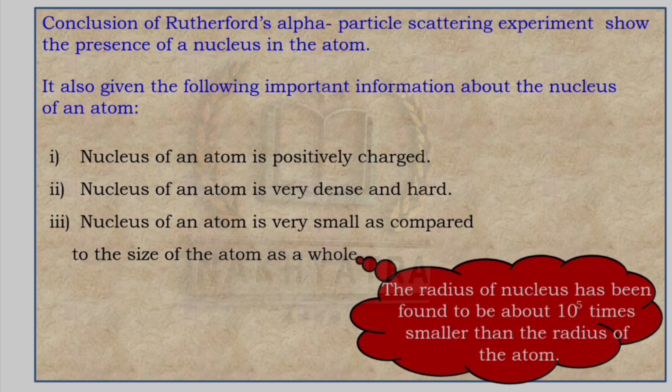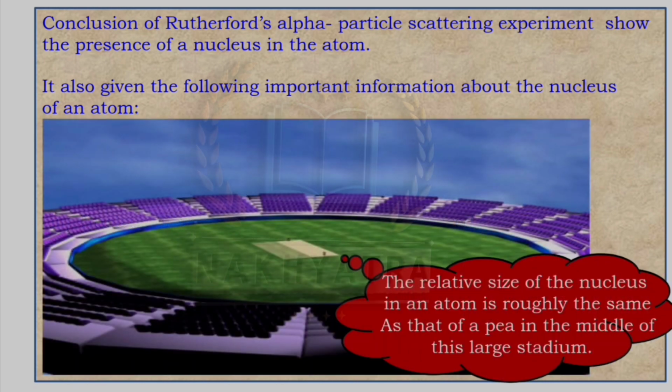The radius of the nucleus has been found to be about 10 to the power 5 times smaller than the radius of the atom. Now see here, the relative size of the nucleus in an atom is roughly the same as that of a pea in the middle of this large stadium. Consider this pea.